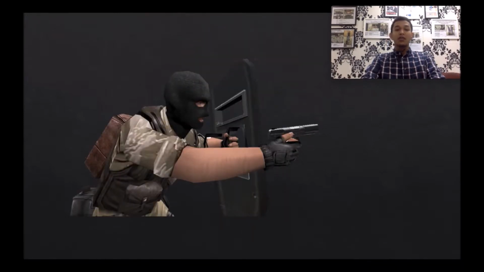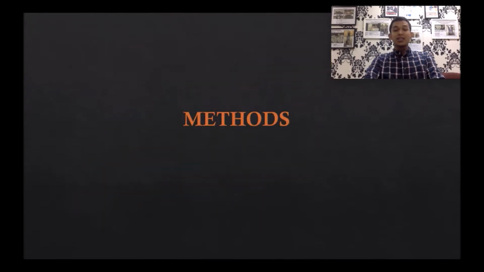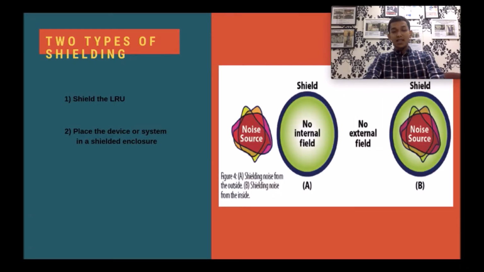So what is the solution for the problem? For every problem, there must be a solution. How can we combat this EMI problem? There are 3 solutions. The first one is shielding. Basically, there are 2 types of shielding. The first one is we shield the LRU, or line replaceable unit.